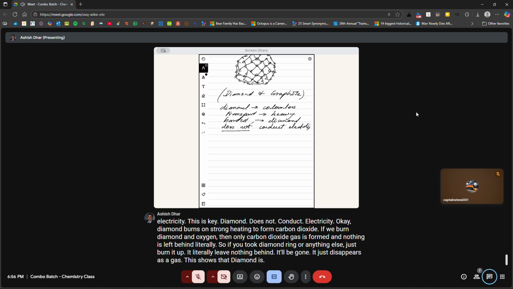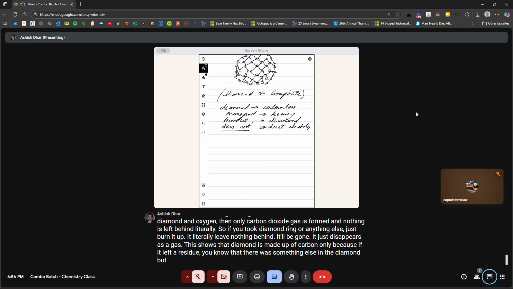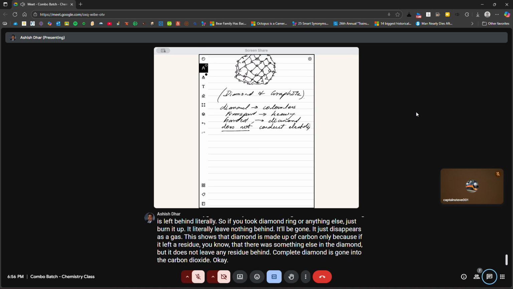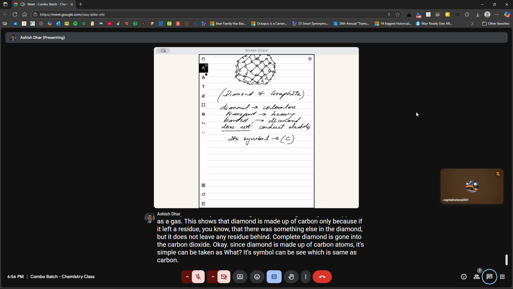This shows that diamond is made up of carbon only, because if it left a residue, you would know that there was something else in the diamond, but it does not leave any residue behind. The complete diamond has gone into carbon dioxide. Okay. Since diamond is made up of carbon atoms, its symbol can be taken as C, which is the same as carbon. Clear?